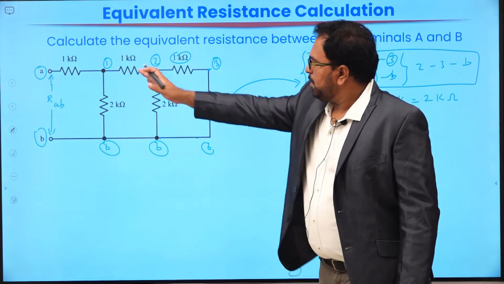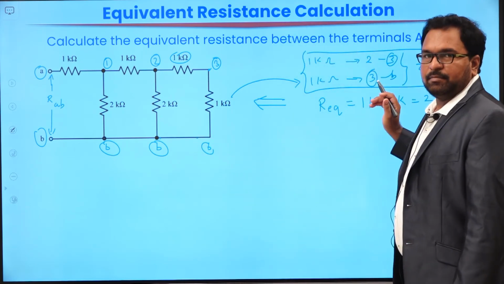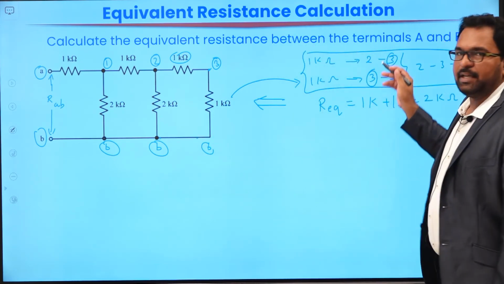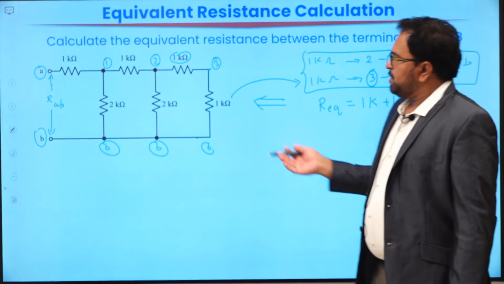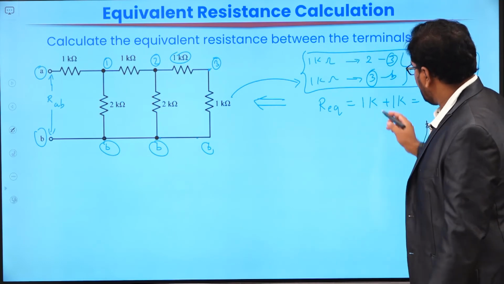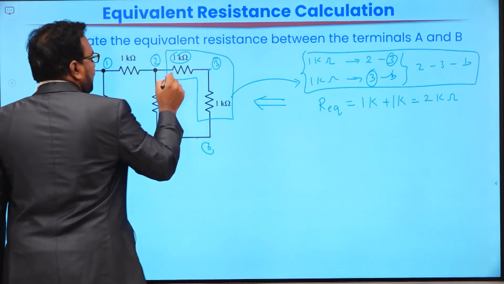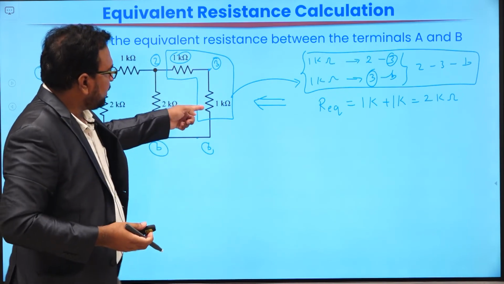So for that purpose only I am giving the nodes here, and these also no need to write, but for better understanding I am representing here. When you are very much thorough about these problems, there is no need to write these things and indicate the nodes. Now remove these two resistors. Now we can remove the two resistors which are in series, and what is the equivalent resistance here?